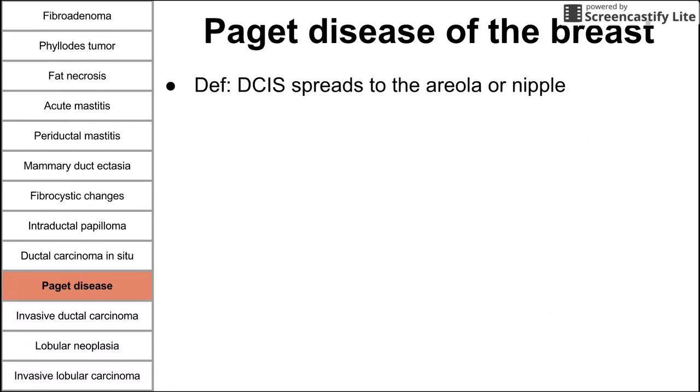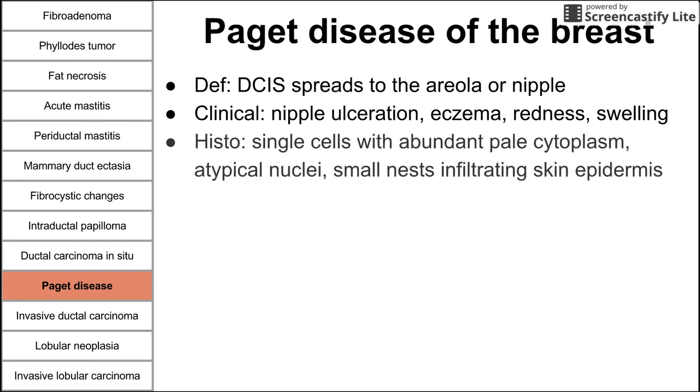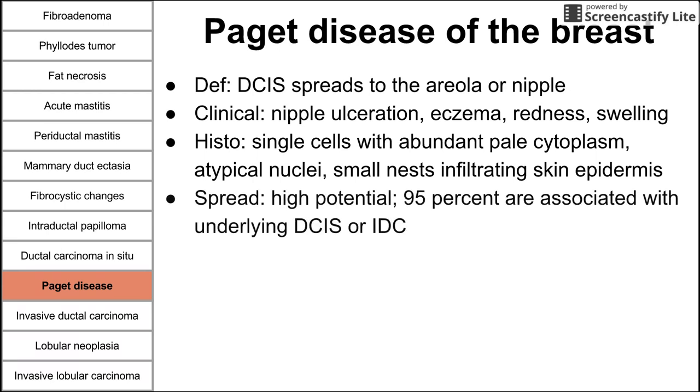Next up is Paget's disease of the breast. This is essentially when DCIS spreads to the areola or the nipple. Clinically, you see nipple ulceration. You can see eczema, redness, and swelling of the nipple as well. So on histology, you see single cells with an abundant pale cytoplasm. This is pretty characteristic of Paget's disease of the breast and also Paget's disease of the vulva. You see atypical nuclei and small nests of these cells that are infiltrating up into the skin epidermis toward the outside of the body through the nipple.